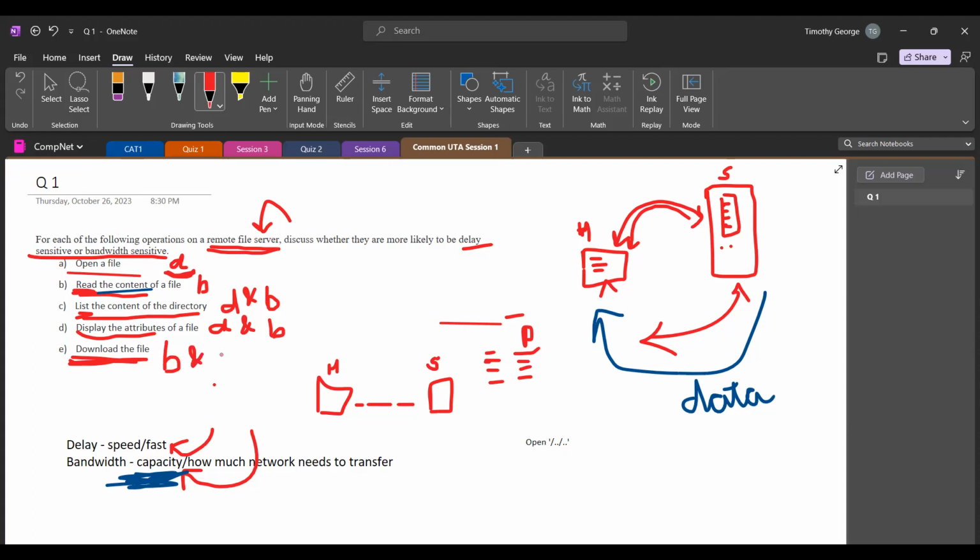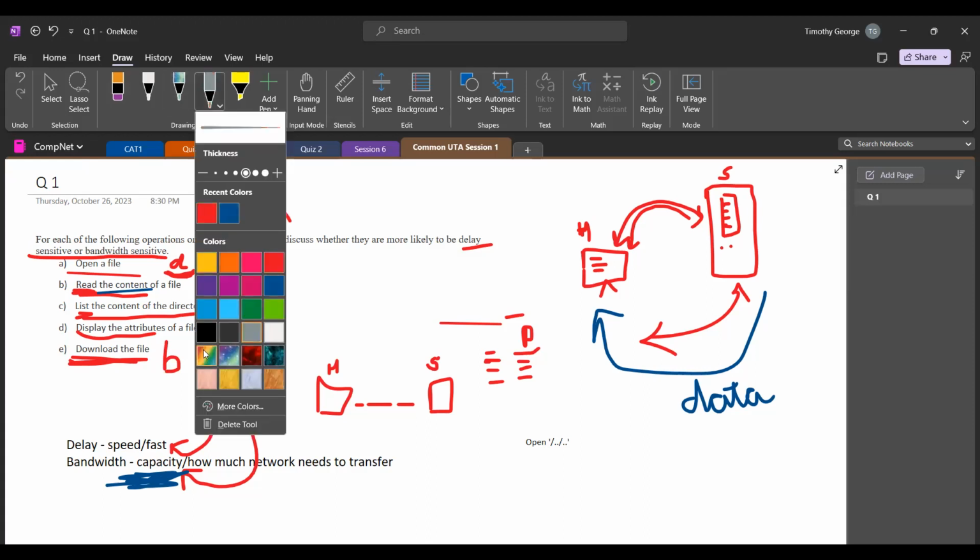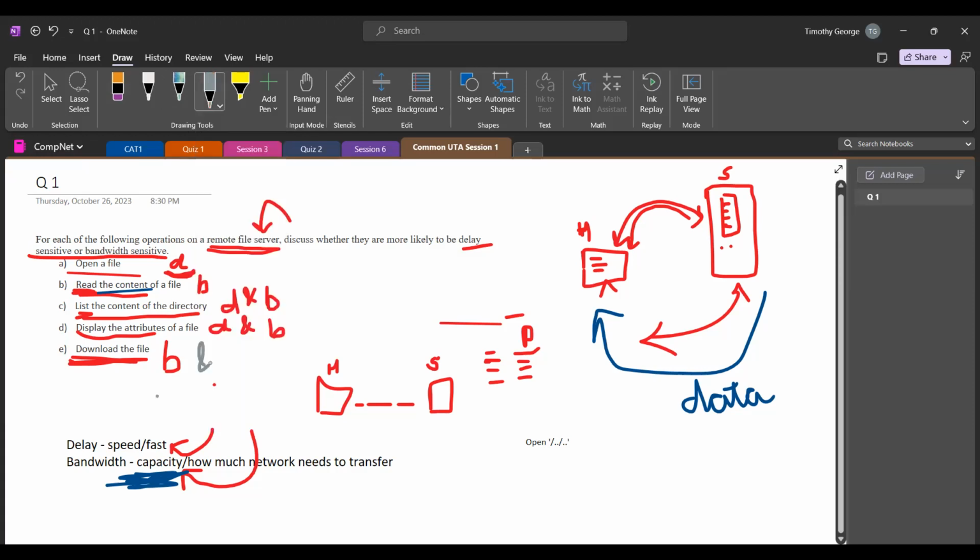You could also argue and put delay sensitive. It's not wrong, but then you'll have to justify what kind of system you're using, what your priorities in the system are, what kind of service you're giving. If you can justify that, then definitely delay sensitive will also be included in this answer. But otherwise, mainly it's a bandwidth sensitive thing. So you can say delay sensitive, but you have to justify that you're using it for a very specific application. But mostly it's bandwidth.